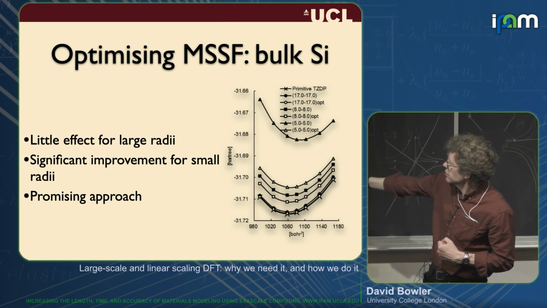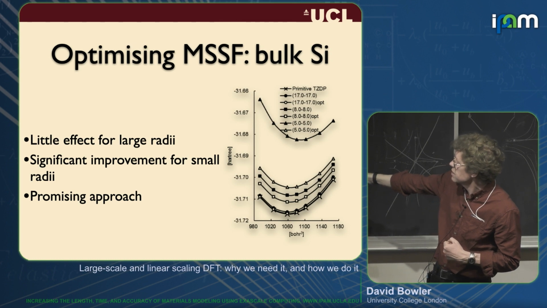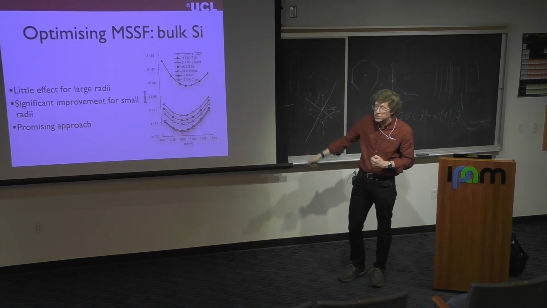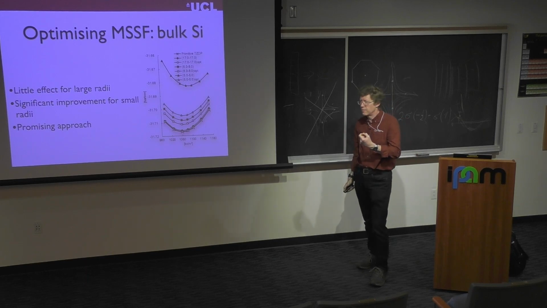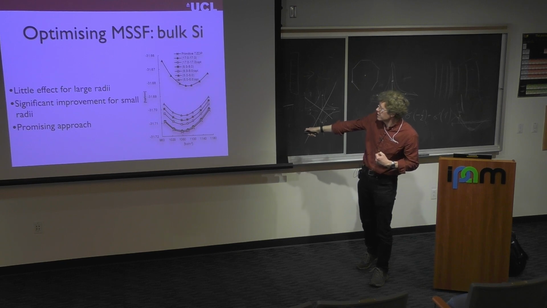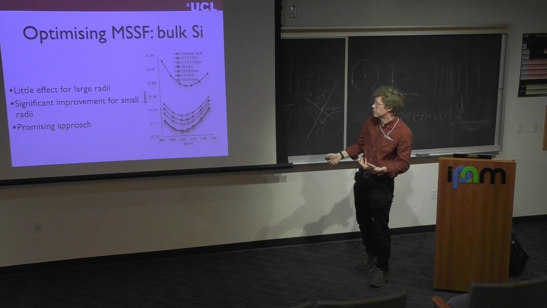These black triangles are for quite a small radius. And when you come down to these open triangles, this is what happens when you optimize. So you see that for a small radius support function, you can improve the total energy and the lattice constant dramatically. That was for a 5 Bohr radius. The squares are for an 8 Bohr radius. The circles are for a 17 Bohr radius, and the x's are for the full basis set. So you see that we converge very rapidly, and we can improve things that way.